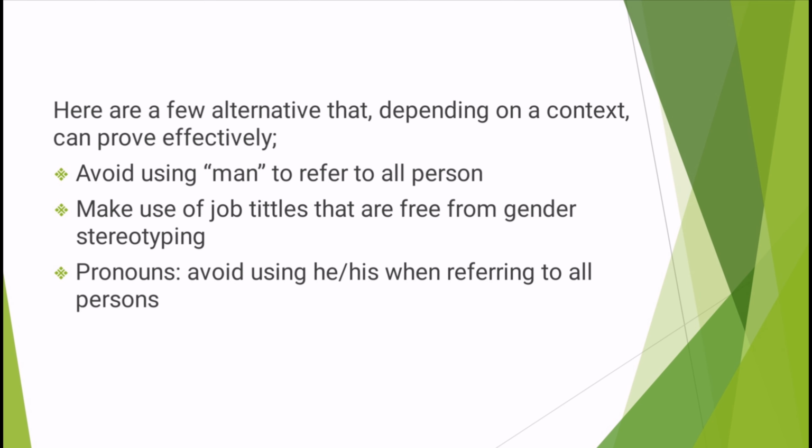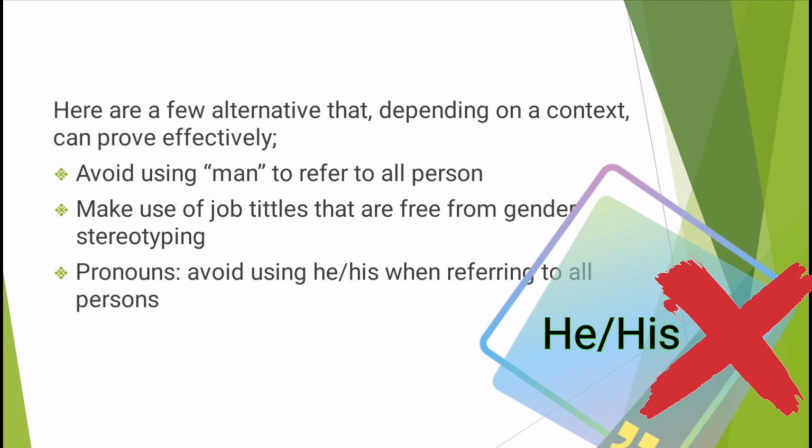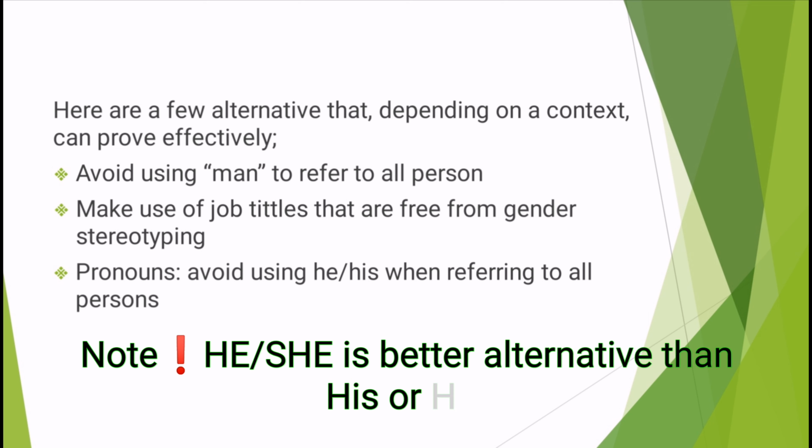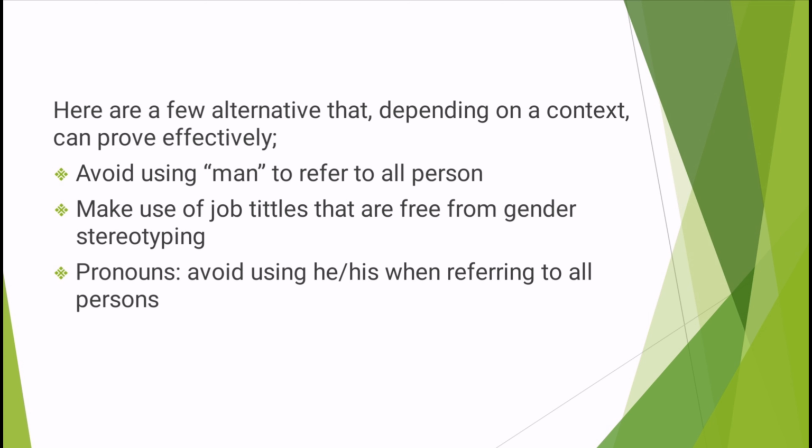Next is pronouns. Avoid using he or his when referring to all persons. Try the following instead. Replace he and his with he or she or his or her. For example, a citizen is allowed to vote in the primary if he has registered in advance. It becomes, a citizen is allowed to vote in the primary if he or she registered in advance. Note that he or she is a much better alternative to his or him, an alternative which should be avoided.